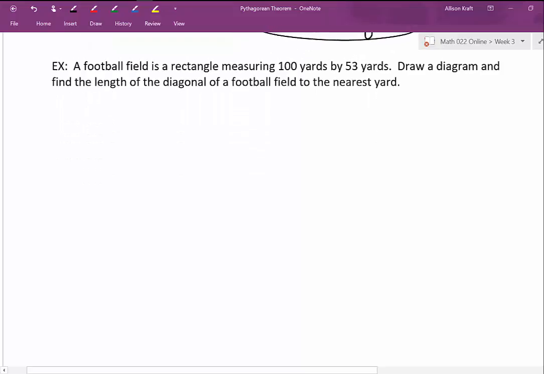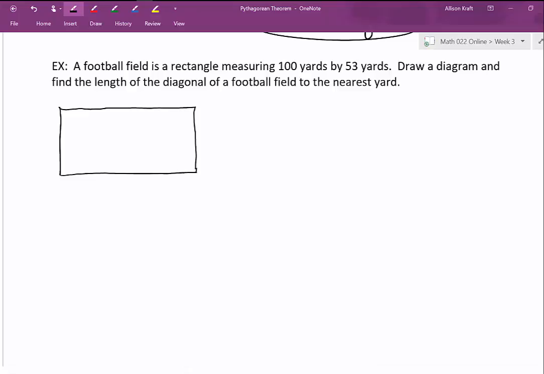A football field is a rectangle measuring 100 yards by 53 yards. Draw a diagram and find the length of the diagonal of a football field to the nearest yard. We start by drawing a rectangle. By definition, a rectangle is a four-sided figure with two sets of parallel lines, and all of these are right angles.